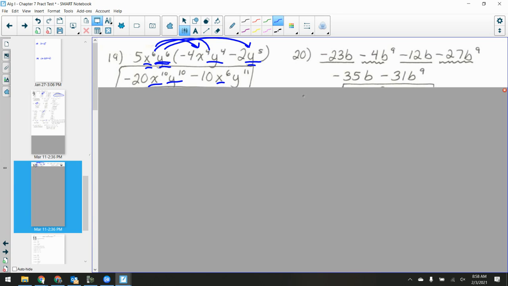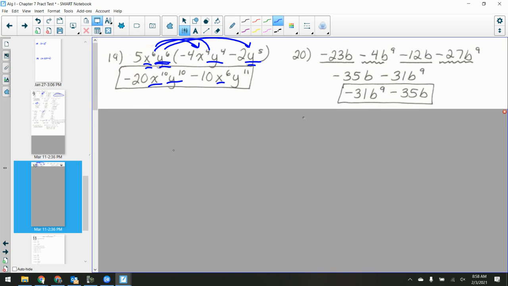Number 20. Hannah, what did you get for the answer for number 20? Negative 31b to the 9th minus 35b. Very good, and I'm glad we wrote that into standard form. Questions on 19 or 20? Okay, let's keep going. Number 21.